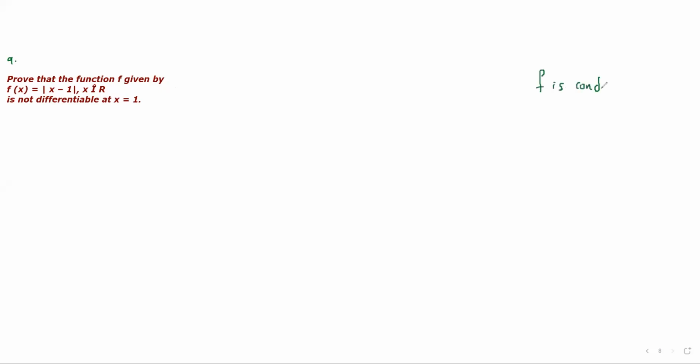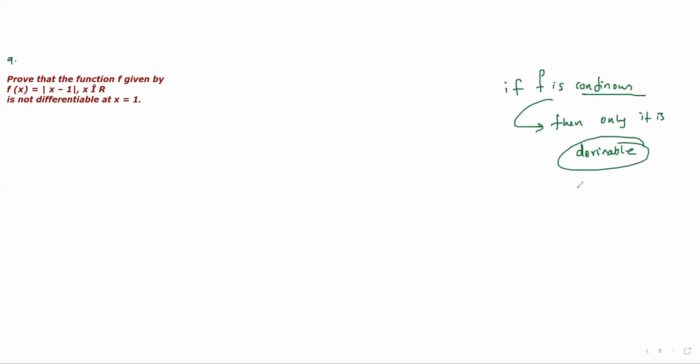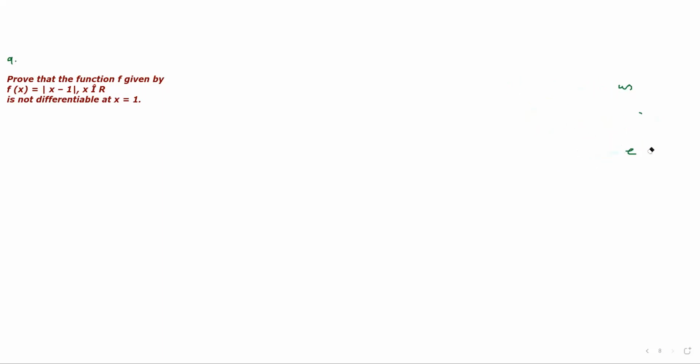We just need to use another principle. If a function f is continuous, then only it is derivable. Only if a function is continuous can we differentiate it. So first we need to check continuity. If the function is continuous, then only we need to check for differentiability, right? So just check for continuity here.